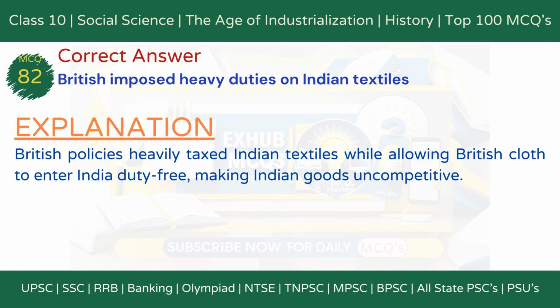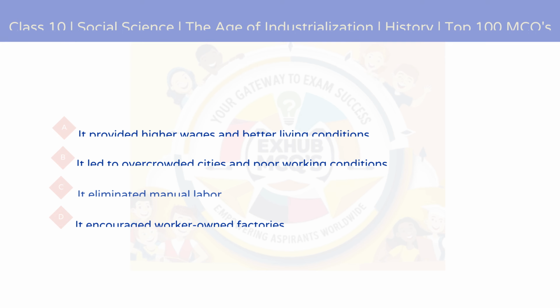The correct answer is option B. British imposed heavy duties on Indian textiles. Explanation. British policies heavily taxed Indian textiles while allowing British cloth to enter India duty-free, making Indian goods uncompetitive.